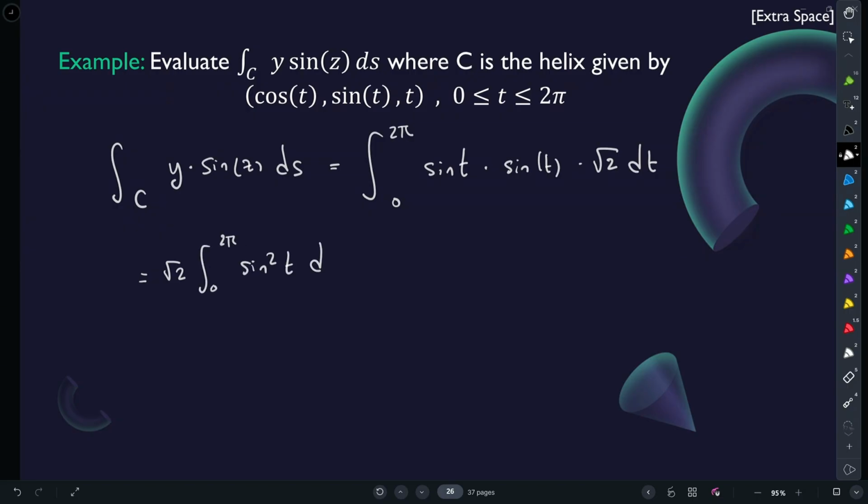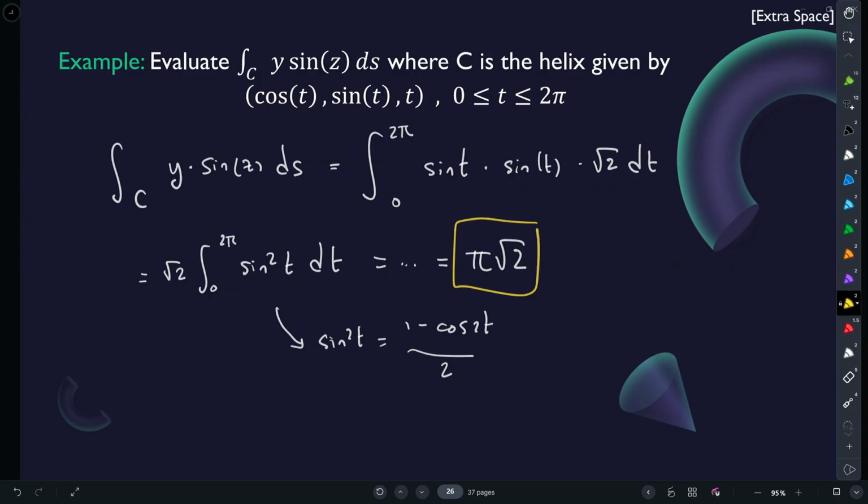the integral from 0 to 2 pi of sine squared t dt, which again, just to remind you, sine squared of t is 1 minus the cosine of 2t divided by 2. So you can do that integral yourselves with that change of variables, and it turns out the integral itself is pi, so it's pi times the square root of 2 is the total. And again, it's not just the length of the helix, but sort of like the area under the graph of the function that we've drawn on the helix.